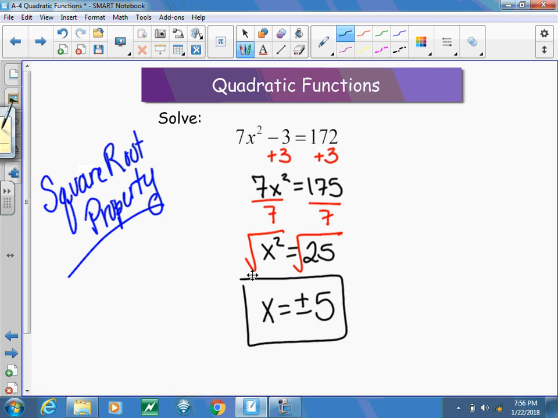The important thing here is that you're remembering that there are 2 possible solutions. There are 2 numbers that when you square them, you will get 25. So it's a key thing to remember, the plus or minus. When you're factoring or when you're using the quadratic formula, the 2 answers are pretty much worked into the problem. Here, this is something that you have to recall.